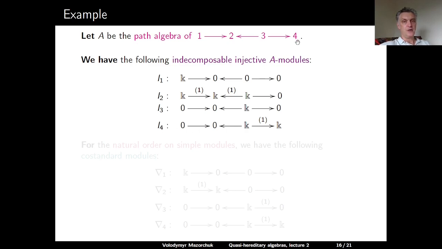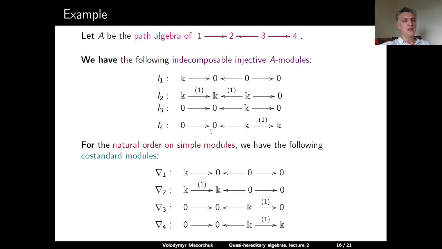And for I4, we have 4 and an arrow from 3 to 4. So I4 is one-dimensional at the vertices 3 and 4, with the identity map between them, and it's zero-dimensional at the vertices 1 and 2. And now we can compute, for the natural order 1, 2, 3, 4 on simple modules, the corresponding costandard modules. So nabla 4 is I4, we know this from the previous slide.